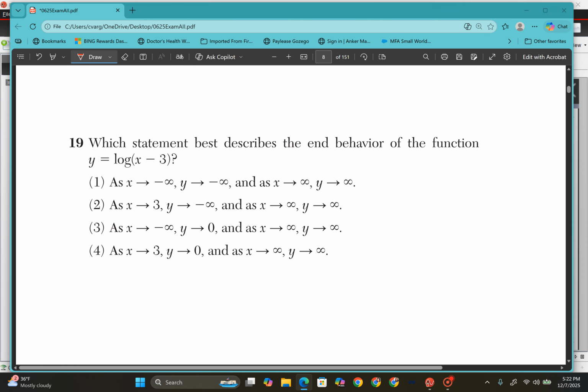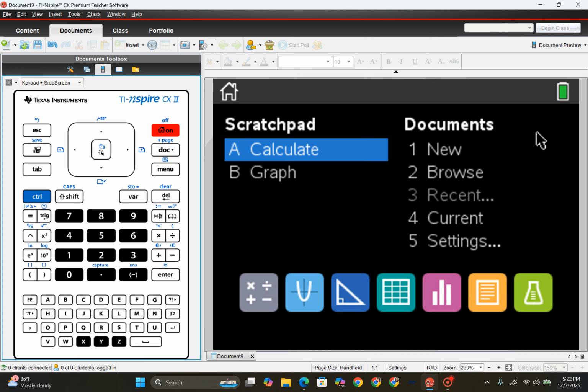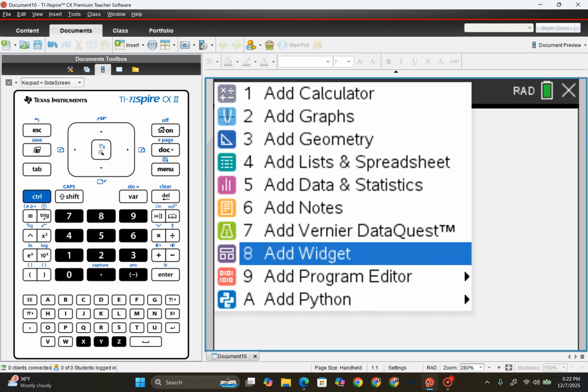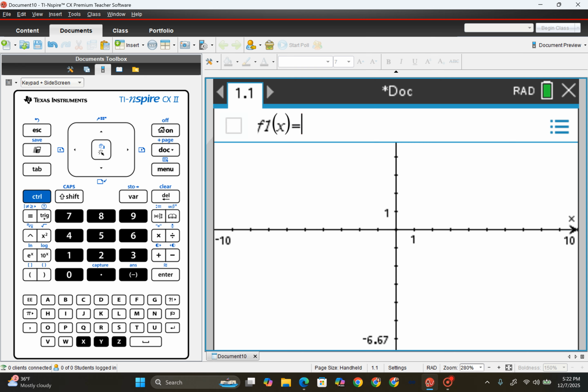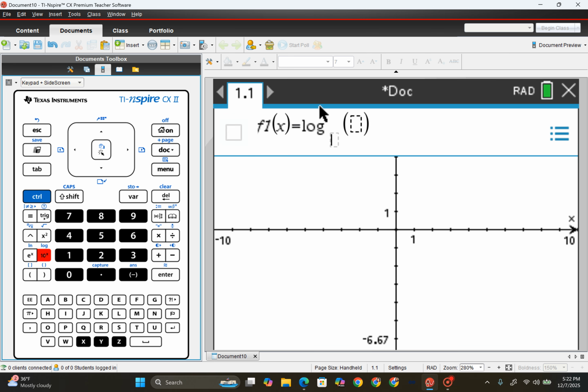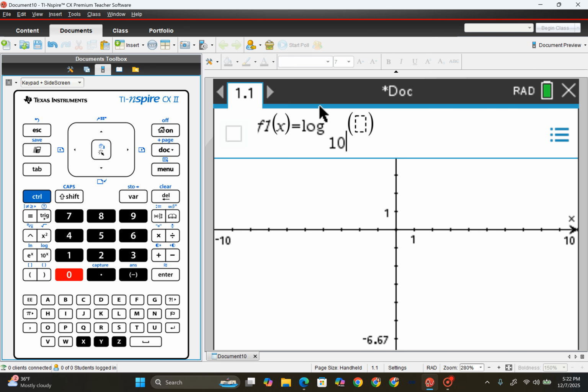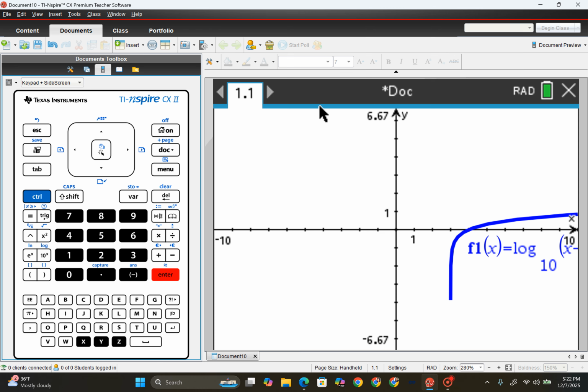So we're going to go back to our calculator. I always start a new one, add a graph now because we have a graph. So we're going to do log. Remember, if there's no base, the base is always 10. So it says log of x minus 3, and I'm going to hit enter. So this is the graph of log of x minus 3.